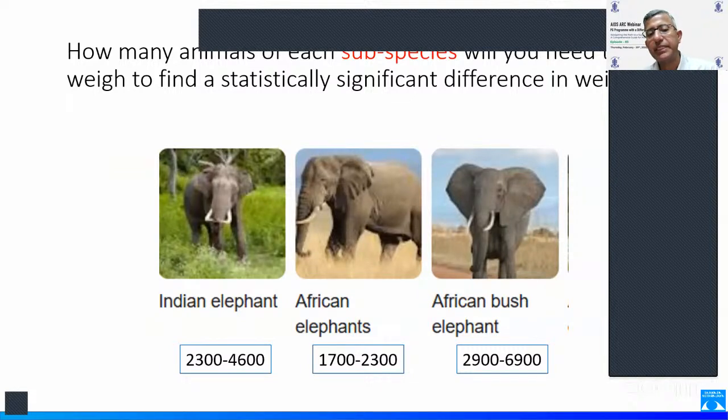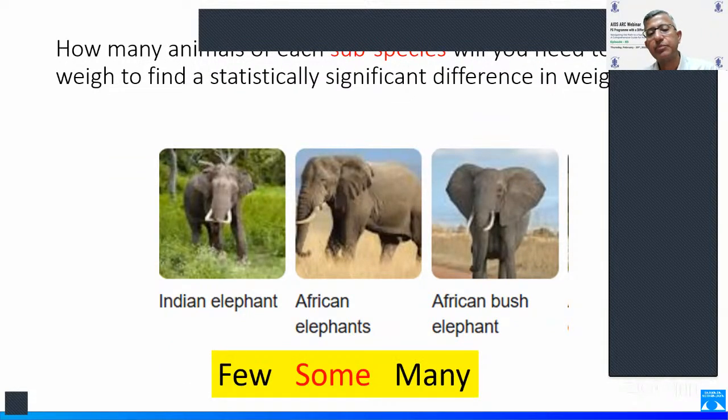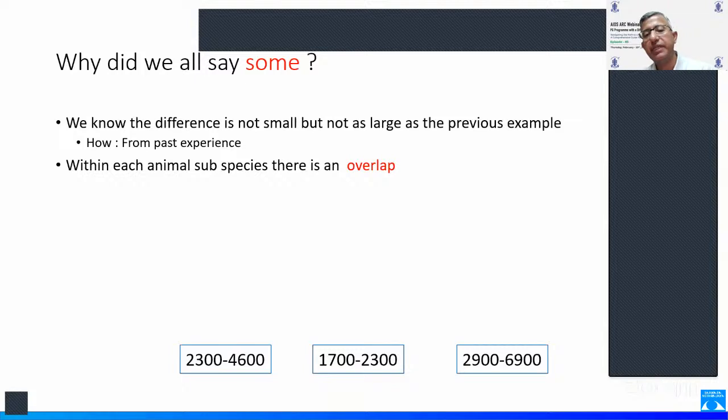Most of you will probably say some. And the reason for that is because, as I showed you here, the weights in all these three categories overlap a little bit. We know that the difference between them is not small, but it is not as large as in the previous example. And that also you know from previous experience, because all of us have learned that African elephants are bigger than Indian elephants. So basically, you use your past knowledge and your gut feeling about many situations in real life to make sample size calculations.